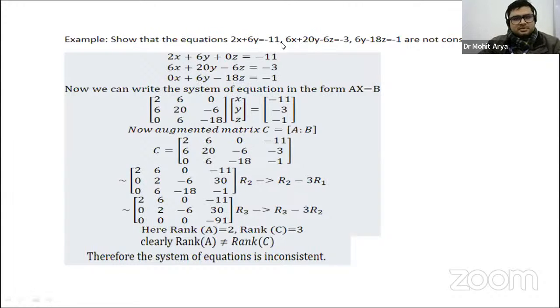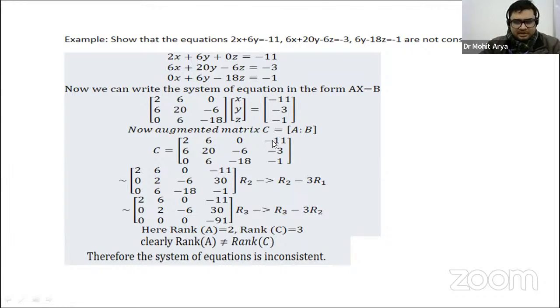Show that the equations given are consistent. The equations are given in the three variables x, y, and z. We have to check whether this system of equations is consistent or not. We are taking this particular system of equations. We write the system of equations in the form AX equals B. Now we will make the augmented matrix. In the augmented matrix, as I said before, we take all the entries of matrix A, then we include a particular column which is the matrix B. So we have included it.